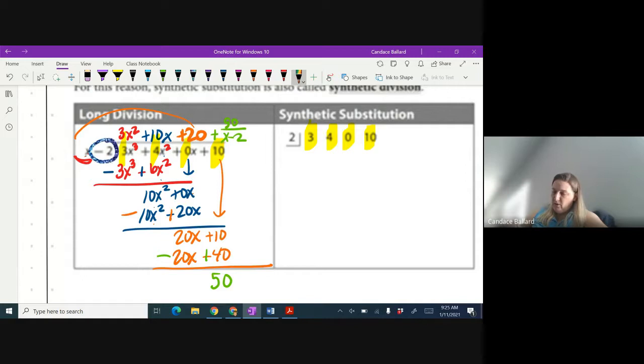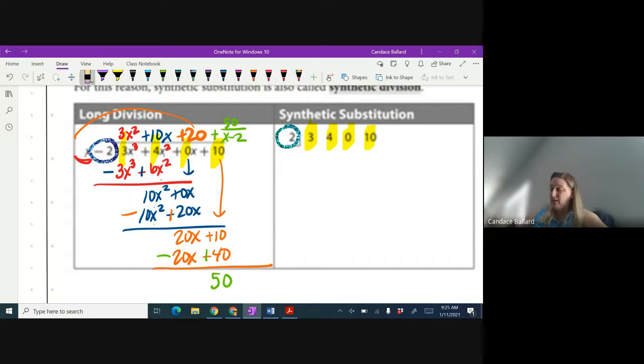What do you notice about that 2 and that 2? Can you tell me in the chat what's the difference between those two things? One is negative. Okay, the sign changed. Let's see if the synthetic substitution works, and then I'm going to explain why one's positive and one's negative.